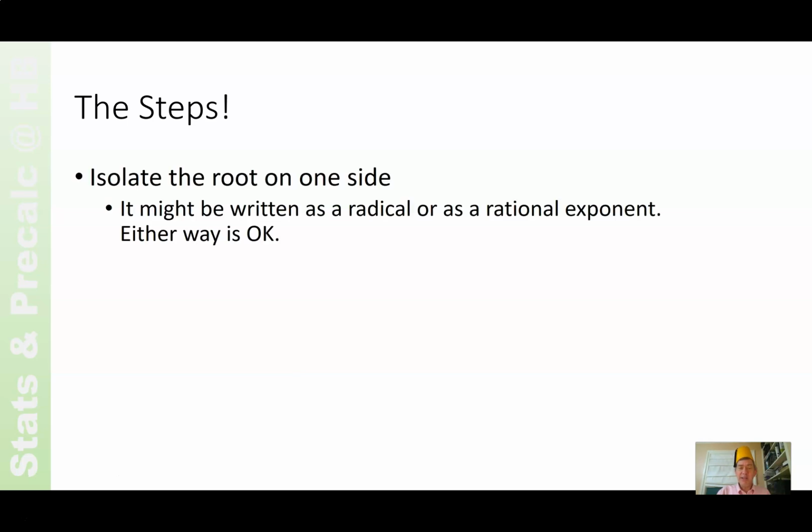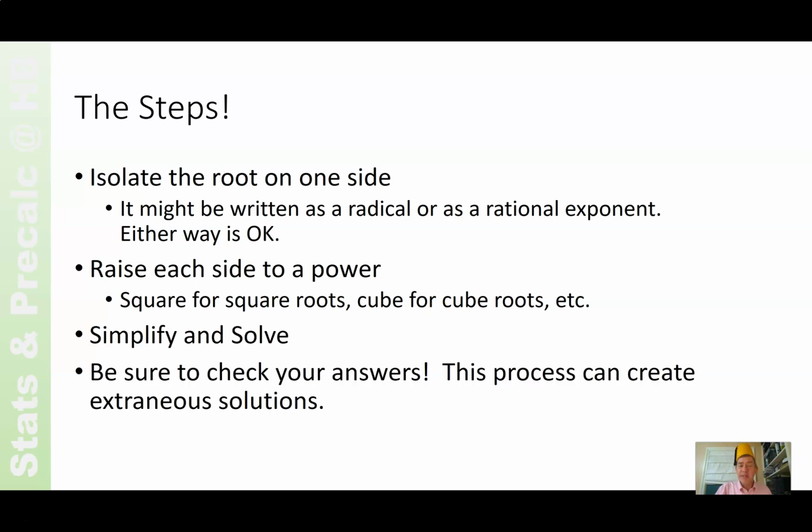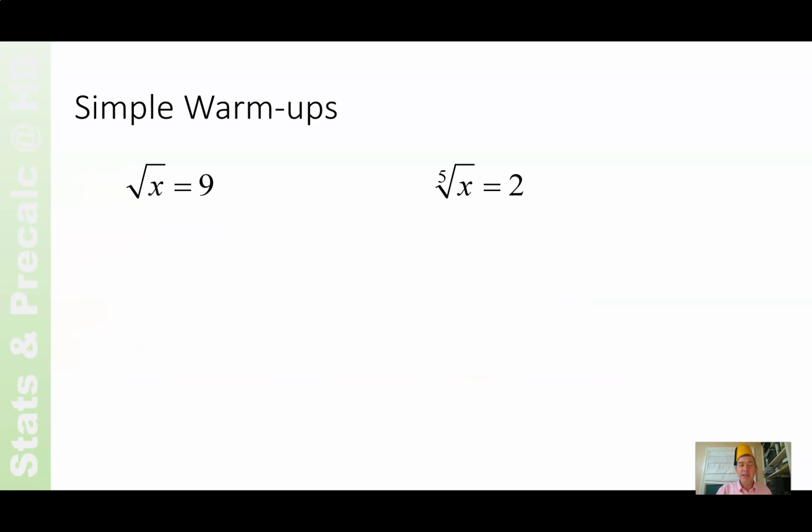So, the steps for solving a radical equation. Step 1 is isolate the radical on one side. The root on one side might be written as either a radical or a rational exponent. Either way is okay. You can handle it. Step 2, raise each side to a power. If you have a square root, then you're going to take the second power. If you have a cube root, you're going to take the third power. If you have the 17th root, guess what? 17th power, no problem. Simplify and solve, and then always check your answers. Like I said, we're going to come up with extraneous solutions again this time, not just last time.